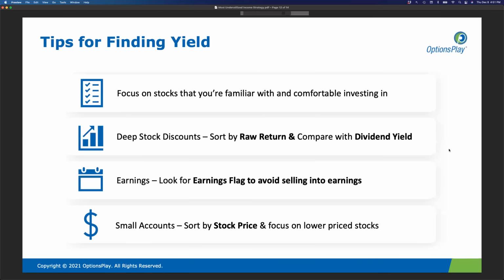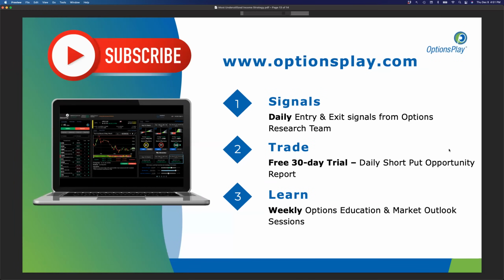So with that, that covers what I wanted to share with you today. I hope that this was helpful in giving you a better understanding of short put options and just how they can be utilized in your portfolio.